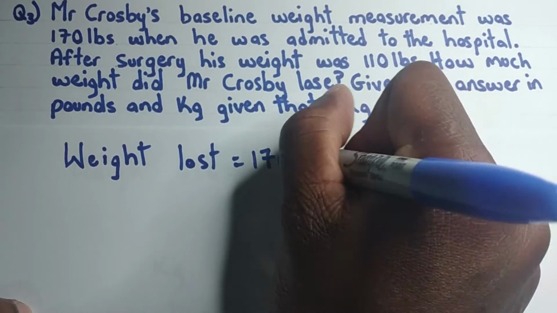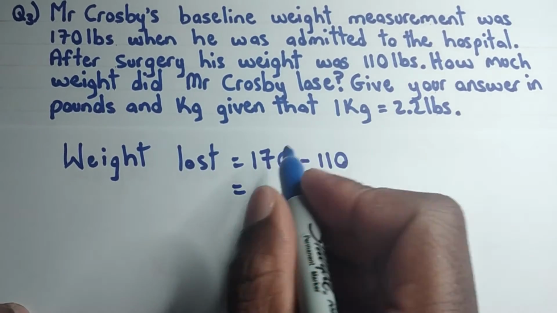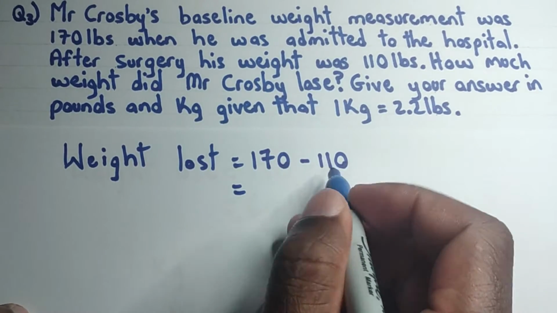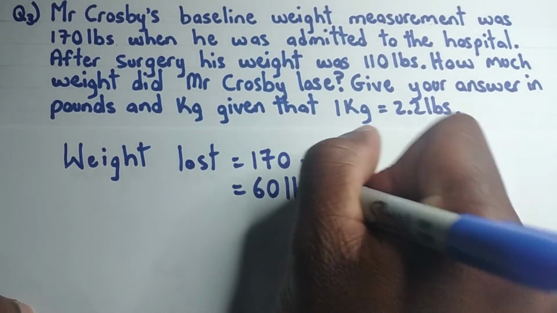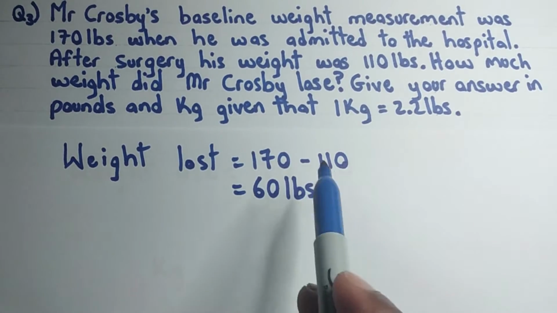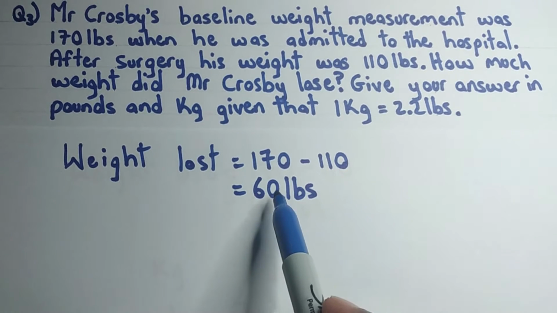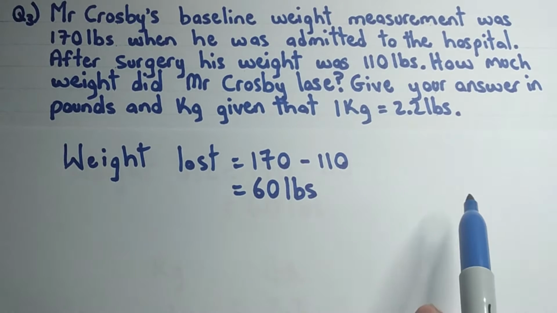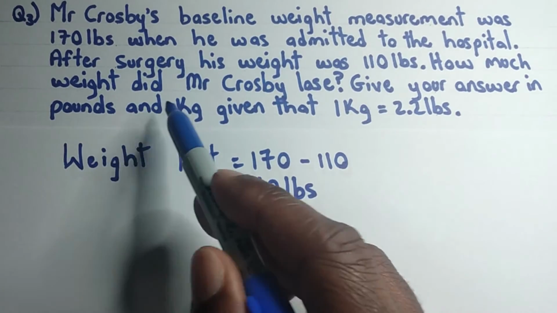170 pounds minus 110 pounds, all right? And this will give us what? 170 minus 110, that's 60 pounds, all right? So this would have been the amount of weight that he would have lost. Now what we want to do is to convert this 60 pounds to kilograms, all right? Because it asks us to give your answer in pounds and kilograms.